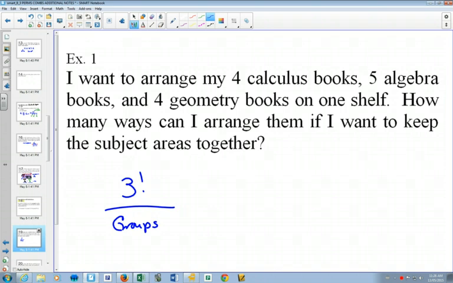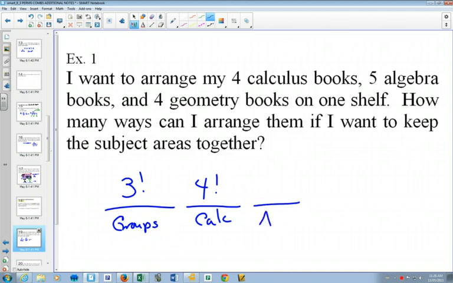But then once I decide on organizing my groups, I look at what my first group is. Say my first group is my calculus textbooks. I have 4 of them. Within my calculus books, I could arrange those in 4 factorial ways. Because it could be book 1, book 2, book 3, book 4, and so on. There would be 4 factorial ways to organize those.